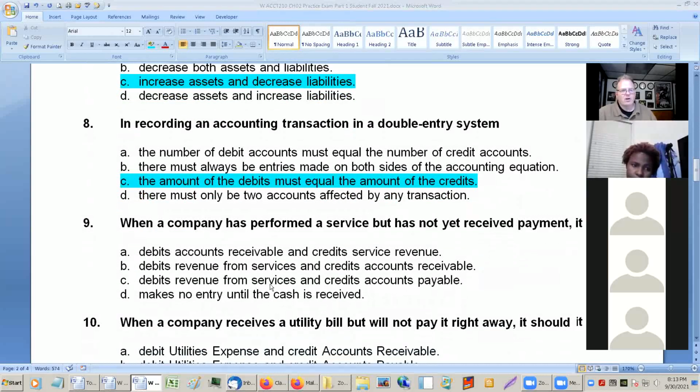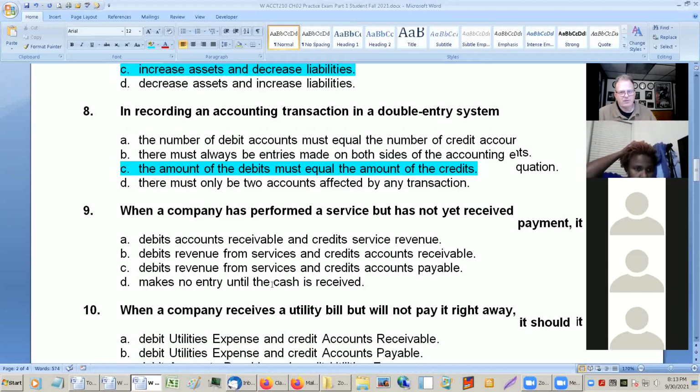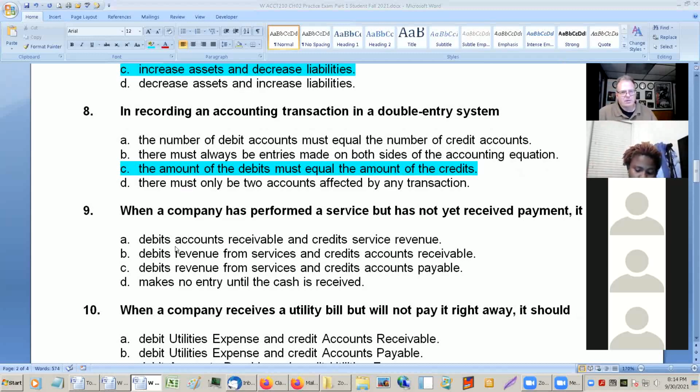When a company has performed services but has not yet received payment. Debits going to, yeah, it's the first one. Accounts receivable goes up, and so the service revenue.